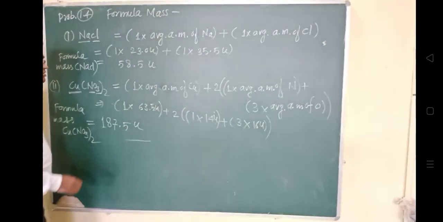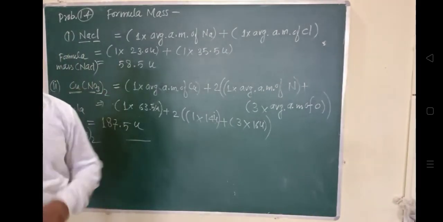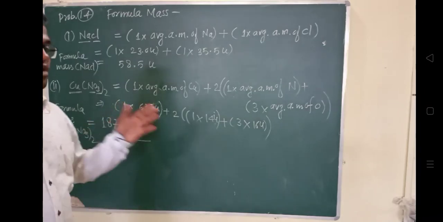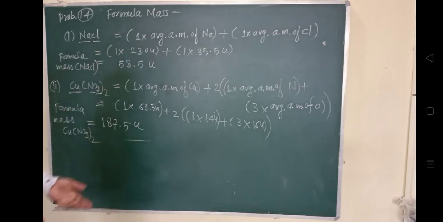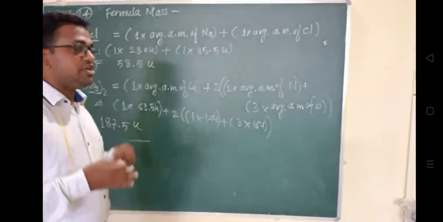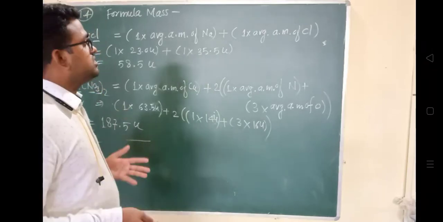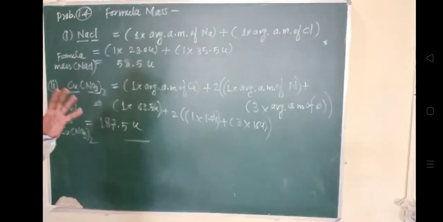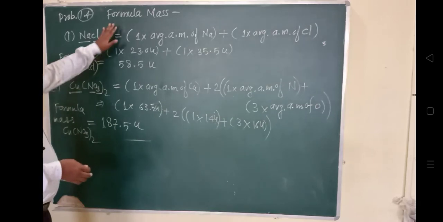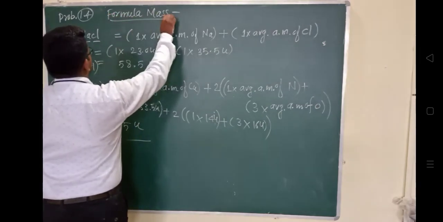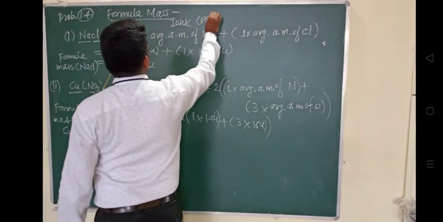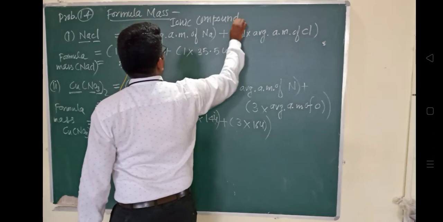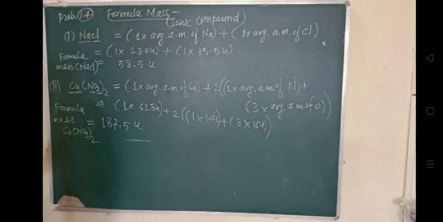So we have seen in both cases, calculating molecular mass as well as formula mass, we have to add all the atomic masses of the individual atoms present in that particle. But the difference is that formula mass is applicable to ionic compounds. This you have to remember. I hope that you have understood. Thank you.